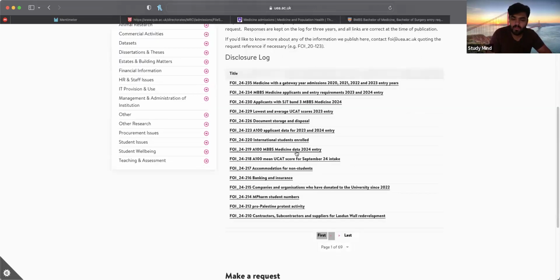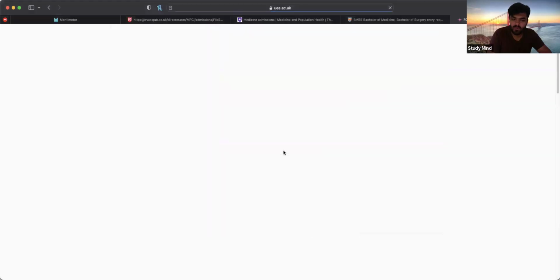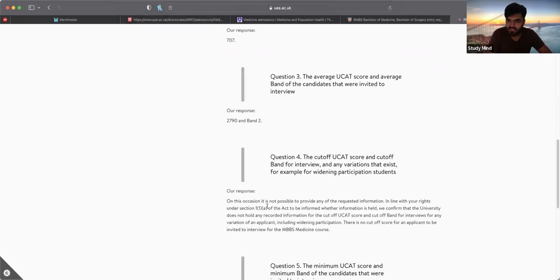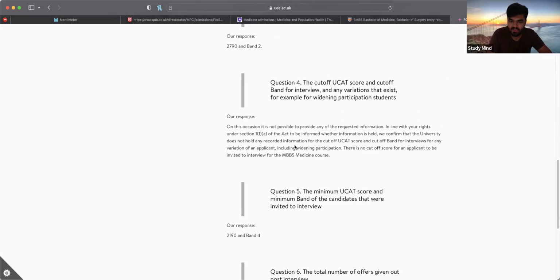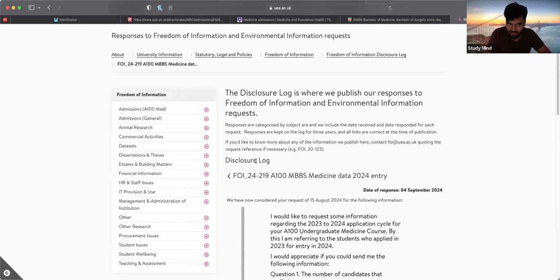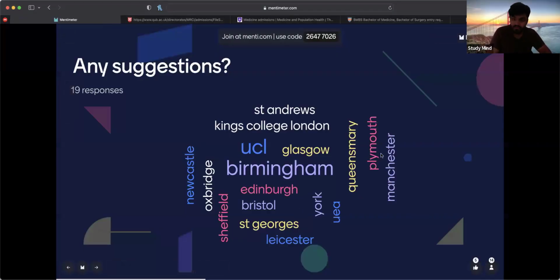If you look over here, it says 2024 entry for A100, and for medicine, you'll be applying to A100. Anyone who's for dentistry, the dentistry webinar is next, by the way. You'll get statistics like these: the average for UEA was 2790, and the minimum is 2190 in band 4. Obviously, that could have also been contextual. There are disclosure logs here that show contextual versus non-contextual too, but that's something you're going to be doing some digging around on. So not a bad choice. Slightly below average could be seen as a negative, so please start writing these things down, putting your pros and negatives.